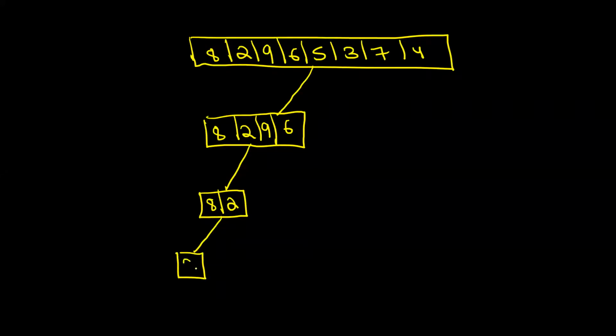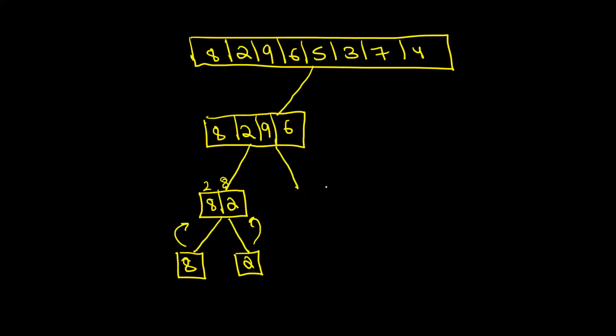Can you sort the left part? Only element 8, base case, return. Can you sort the right part? Single element, base case, return. Both the left and the right part are sorted. Perform a merging. When you perform a merging, what will happen? 2 and 8 will come here, right?